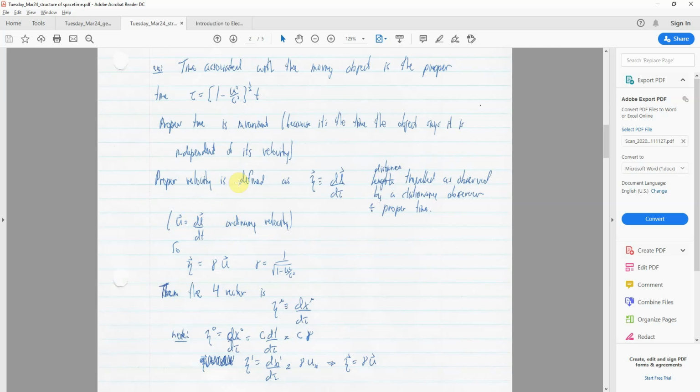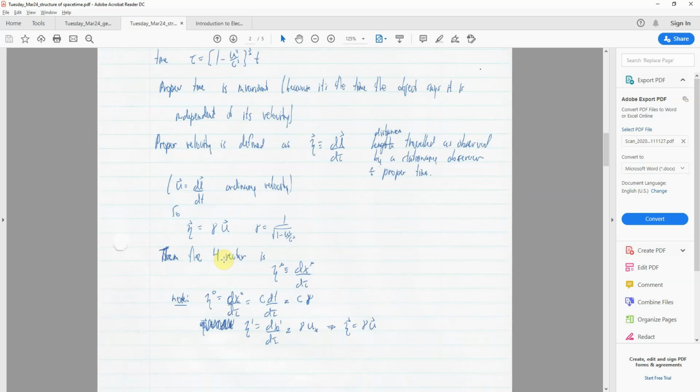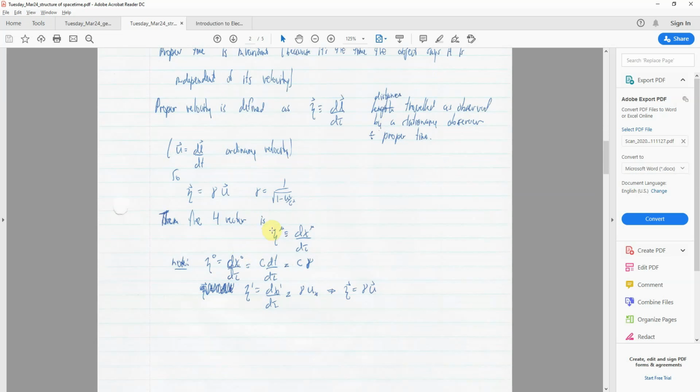So obviously, to translate from time to the proper time, we have this gamma factor, so we'll use this proper velocity eta. This is the notation that we have in the textbook. So eta, this proper velocity, is equal to gamma times this ordinary velocity. And so that means we can define this 4-vector eta, where each component is defined as the derivative of each component of this 4-vector divided by the proper time, or the difference in the proper time.